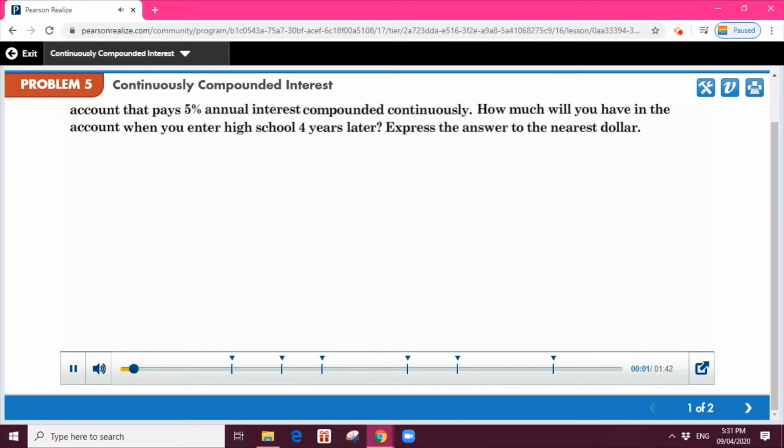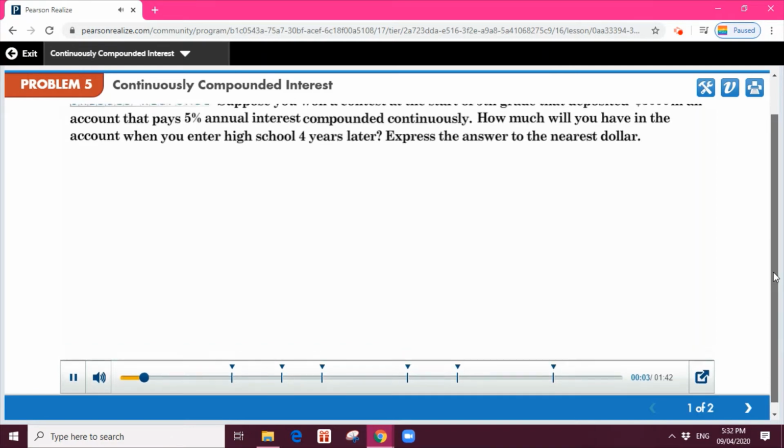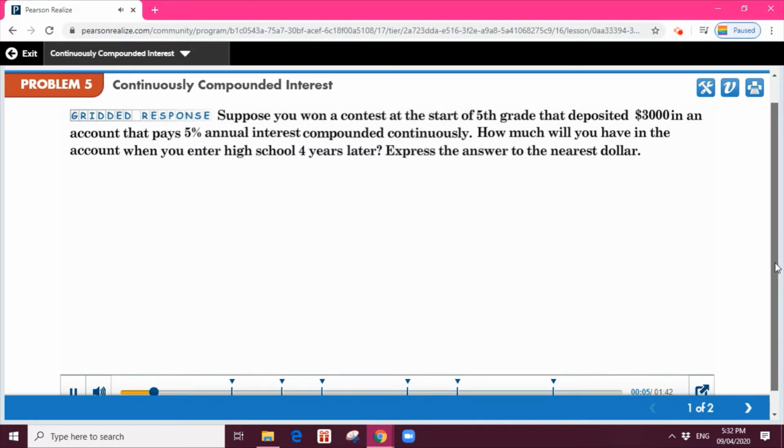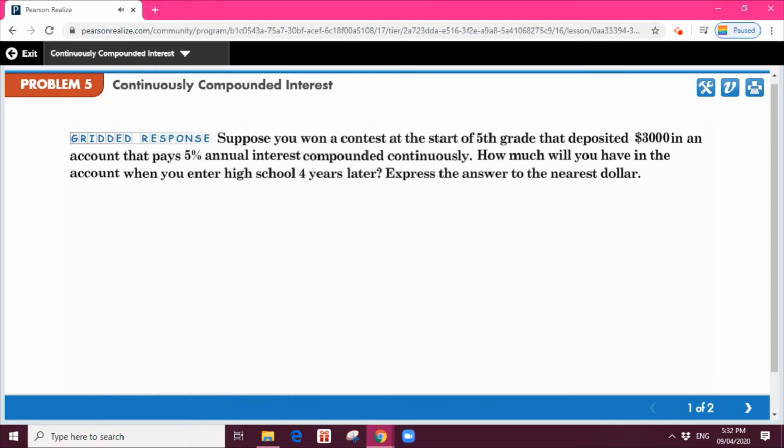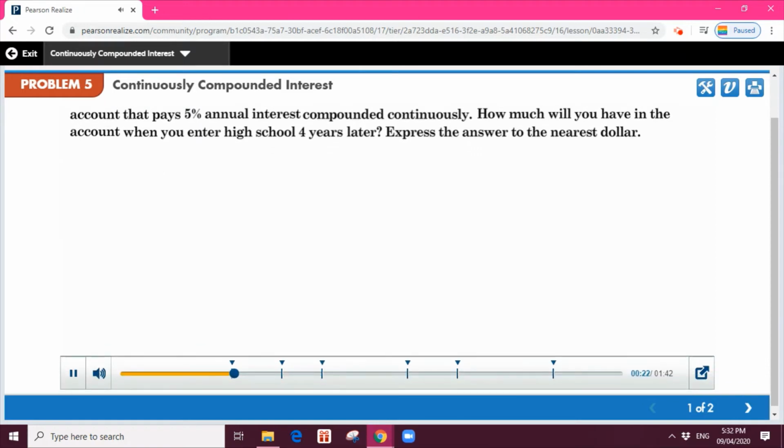In this problem, you will calculate continuously compounded interest. Suppose you won a contest at the start of 5th grade that deposited $3,000 in an account that pays 5% annual interest compounded continuously. How much will you have in the account when you enter high school 4 years later? Express the answer to the nearest dollar.